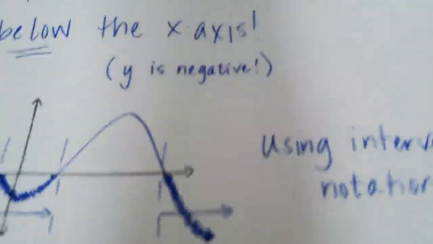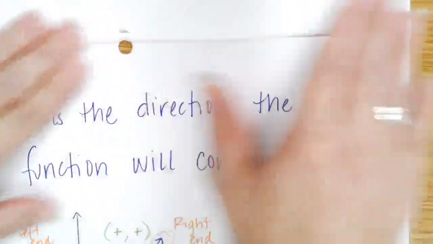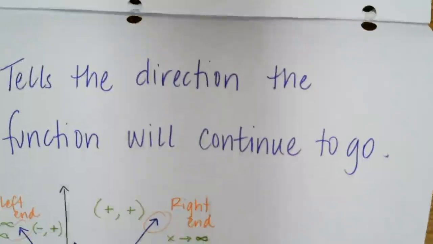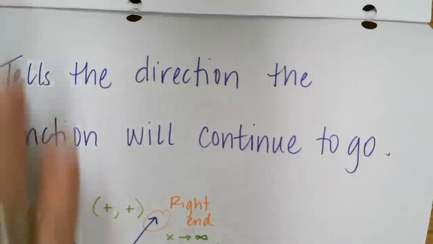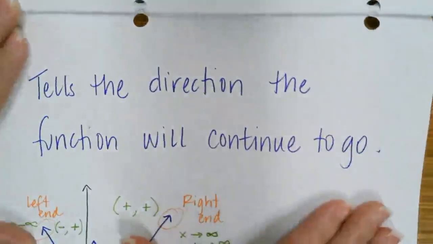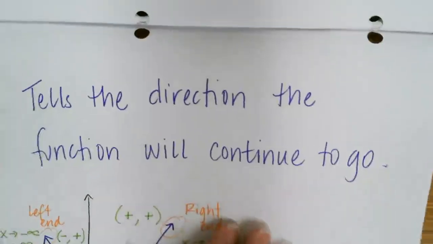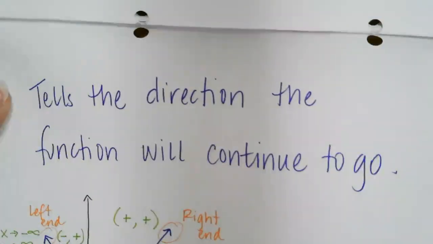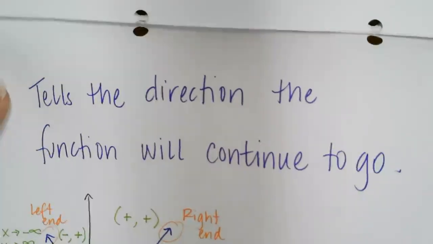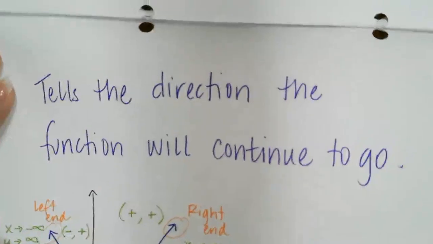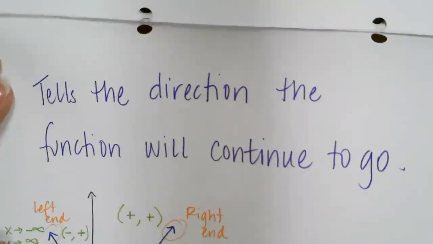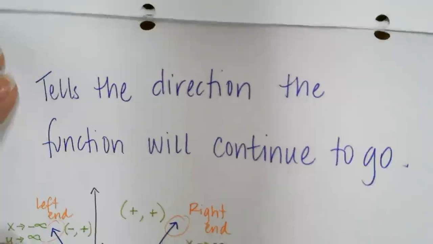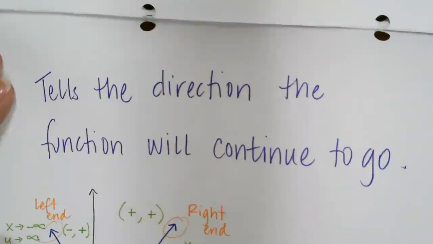All right, last one is end behavior. And end behavior is really just telling us where is the graph going? Where is the function going at the ends of the function, okay? So we're looking at the arrows. If the arrows are at the end of a function, we're looking at where is that going? Is that increasing forever? Is it decreasing forever? Where is it going? So the end behavior tells the direction that the function is going to continue to go.